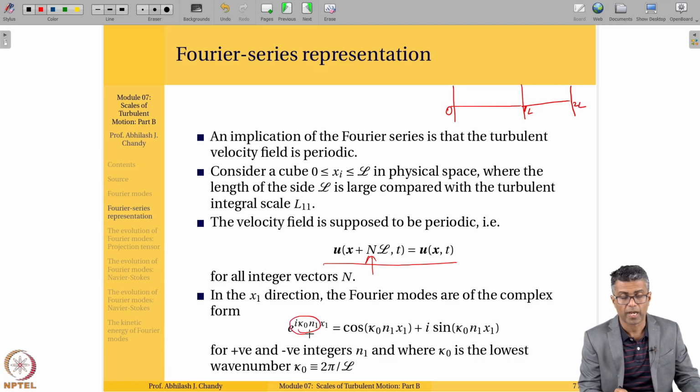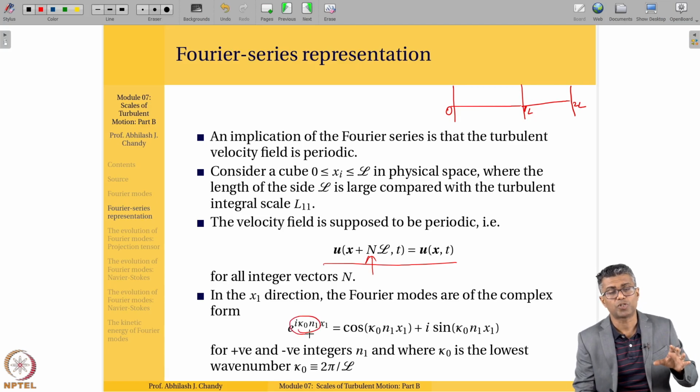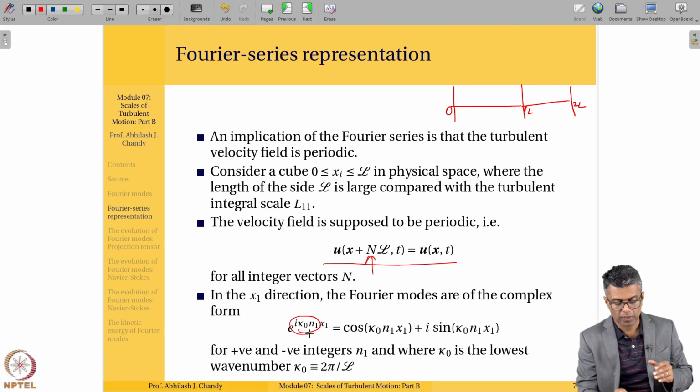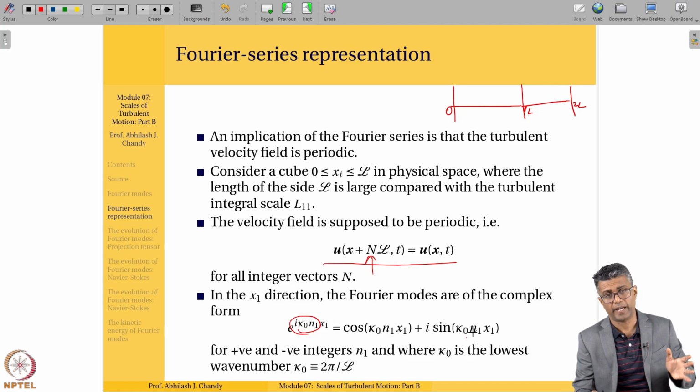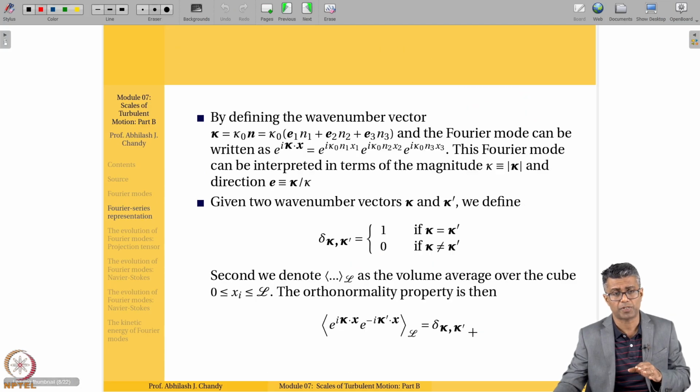So k0 n1 meaning k0 times n1. So that, like we represent e to the ikx, it is cosine plus i sine, isn't it? And remember, n1 can be positive or negative, and k0 is the lowest wave number. It's going to be a positive number. So I hope that is clear. So that's your Fourier series representation, isn't it?